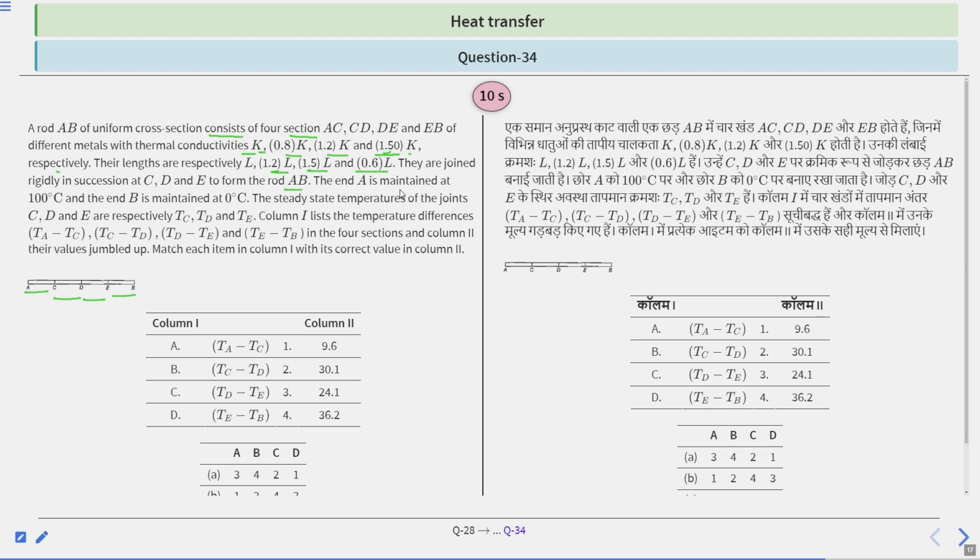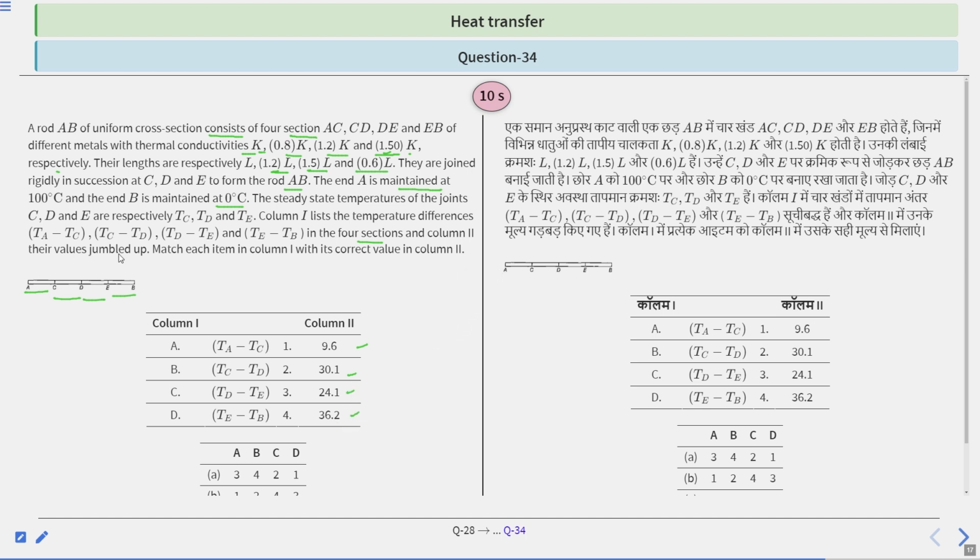The end A is maintained at 100 degrees Celsius and the end B is maintained at 0 degrees Celsius. The steady state temperatures of the joints C, D, and E are respectively TC, TD, and TE. Column first lists the temperature differences TA minus TC, TC minus TD, TD minus TE, and TE minus TB. This is the column first, and the options are according to this question. In column 2, there are the values 9.6, 30.1, 24.1, 36.2.